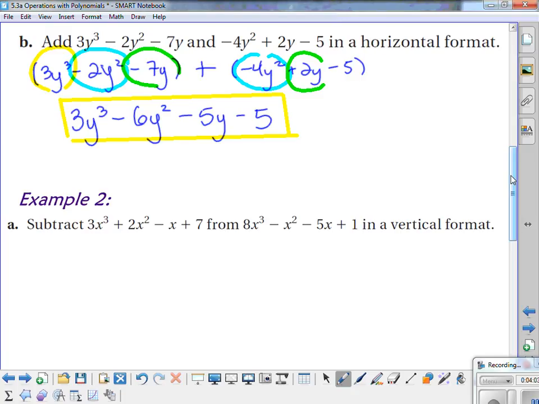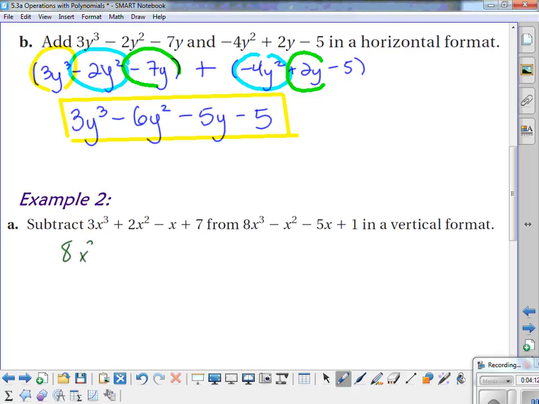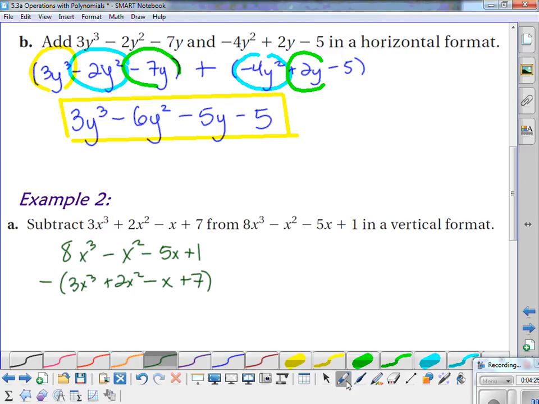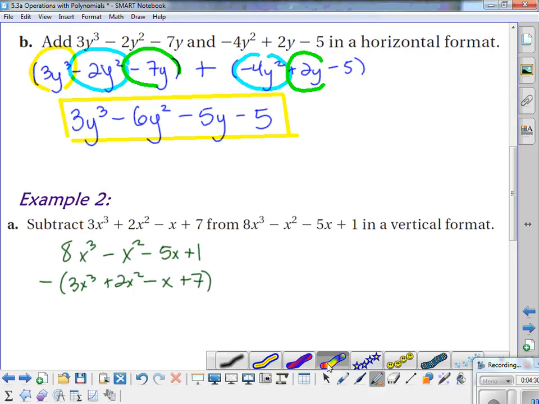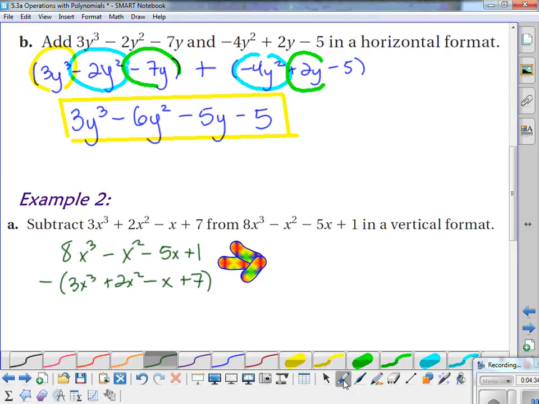The second one. So that's what you want to be careful of. The thing being subtracted is the first one. So I'm taking the second one, 8x cubed minus x squared minus 5x plus 1, and I'm subtracting 3x cubed plus 2x squared minus x plus 7. So what I recommend you do is, before you do anything, we'll make a fancy arrow there. Before you do anything, distribute that negative.